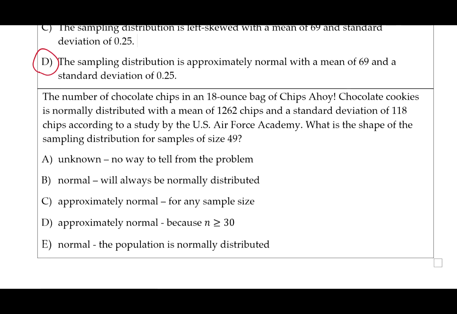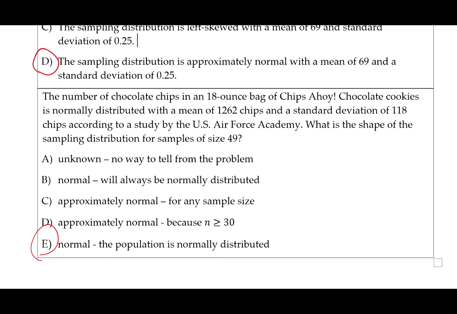And then finally, this question here, the number of chocolate chips in an 18-ounce bag of Chips Ahoy chocolate cookies is normally distributed with a mean of 1262 chips and a standard deviation of 118 chips according to a study by the U.S. Air Force Academy. What is the shape of the sampling distribution for samples of size 49? Here, the population is normally distributed, and so therefore the sampling distribution will also be normally distributed.